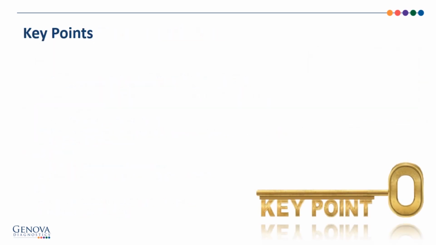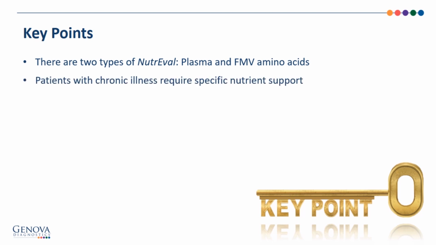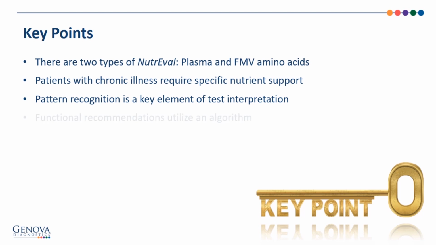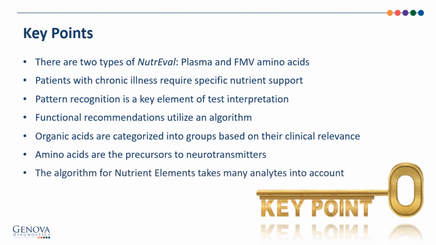So here are our key points. There are two types of NutrEval, plasma and first morning void amino acids. When you order a kit, you have to let us know which one you want. Patients with chronic illness require specific nutrient support. Pattern recognition is a key element of test interpretation. Functional recommendations utilize an algorithm. Organic acids are categorized into groups based on their clinical relevance. Amino acids are the precursors to neurotransmitters. The algorithm for nutrient elements takes many analytes into account, and the toxic elements measure exposure.